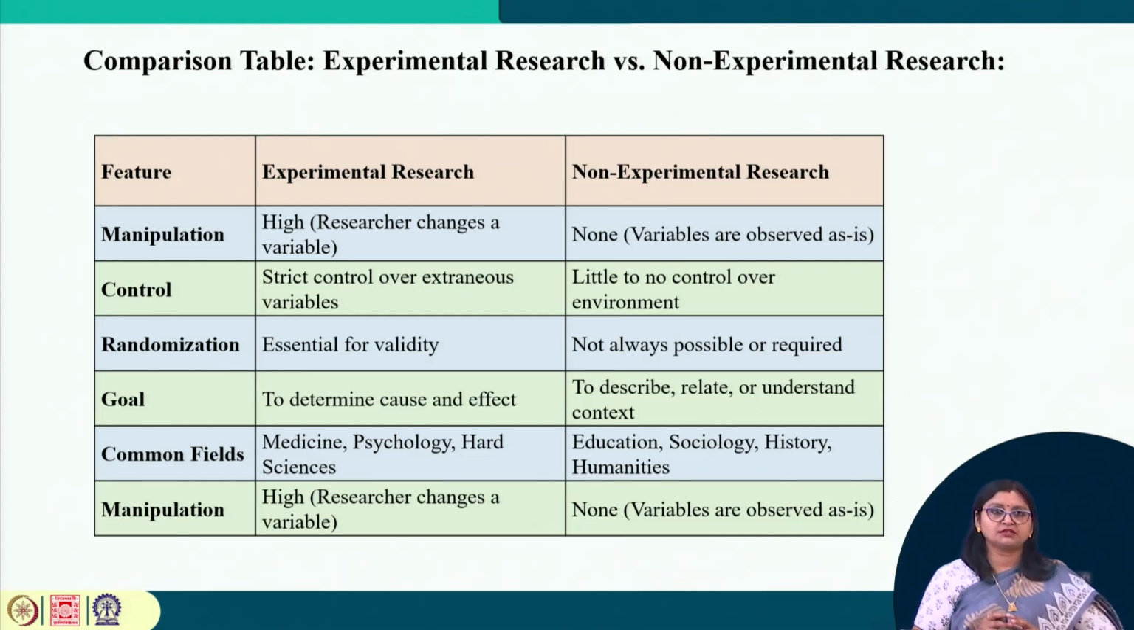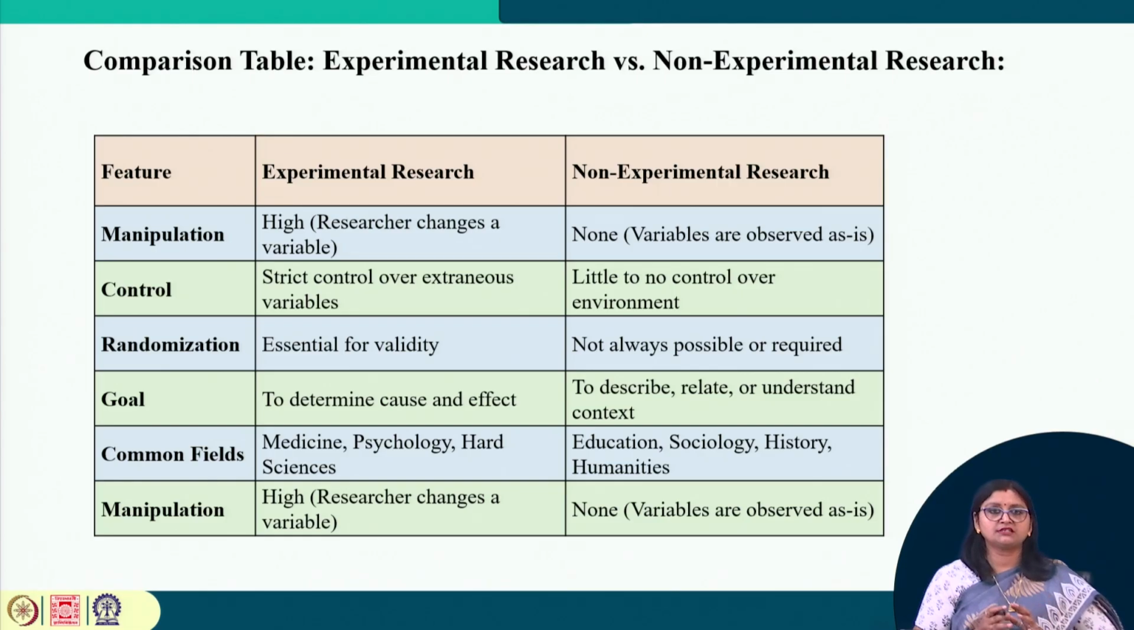Controlled situation, strict control over the extraneous variable, and little to no control over the environment. Then randomization: it is essential for validity in experimental research, whereas there is no requirement for it in non-experimental research. The goal in experimental research is to determine cause and effect, and in non-experimental research to describe and relate concepts.